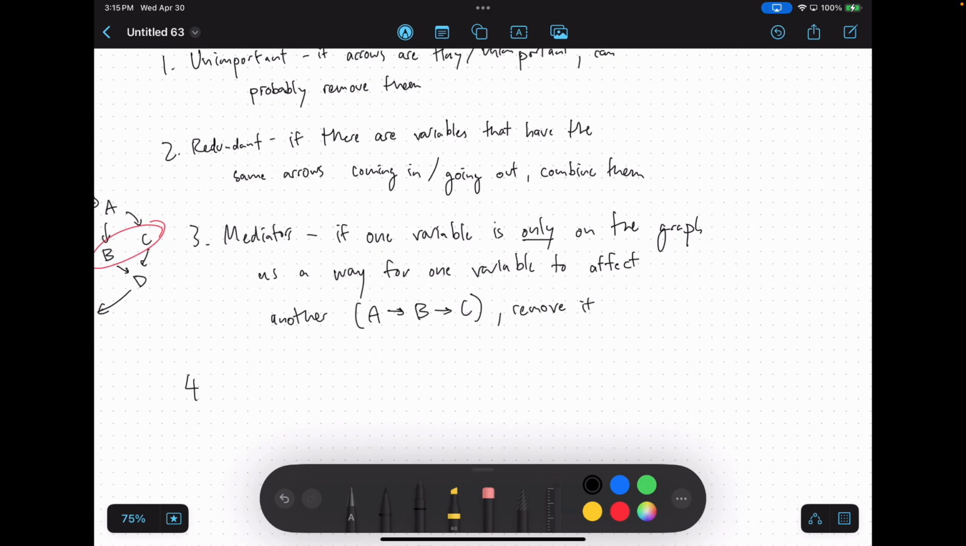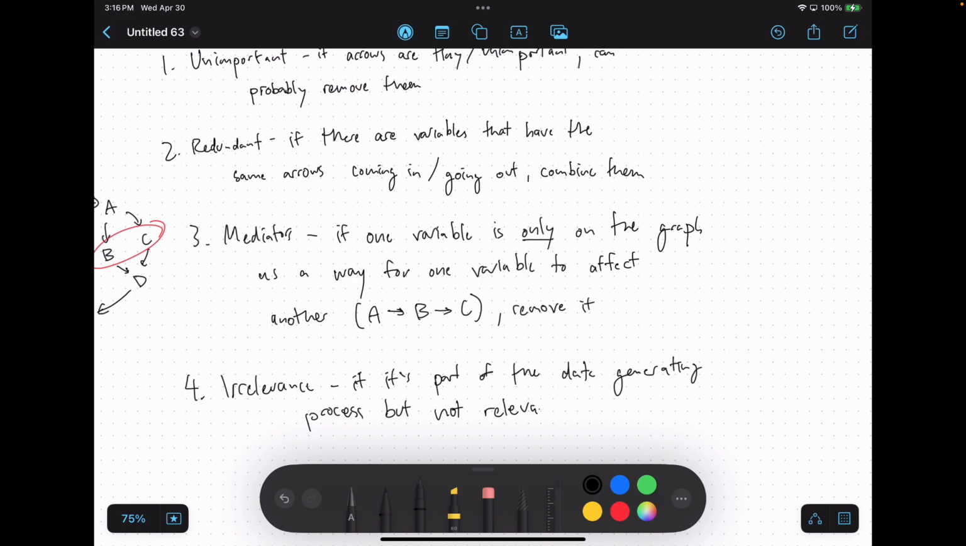And lastly, 4, irrelevance. If it's part of the data generating process, but not relevant to the research question, then remove it.